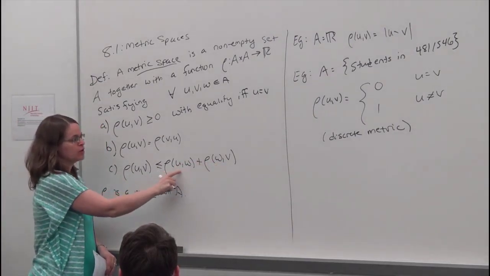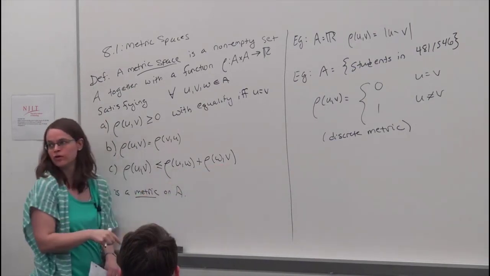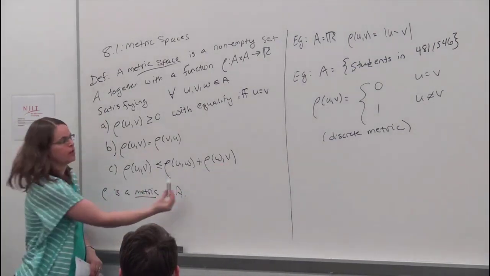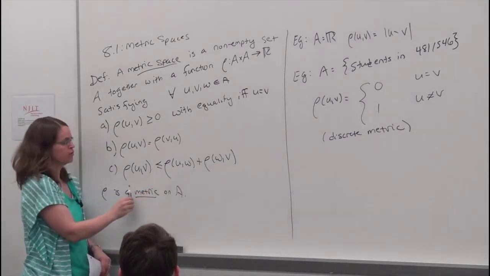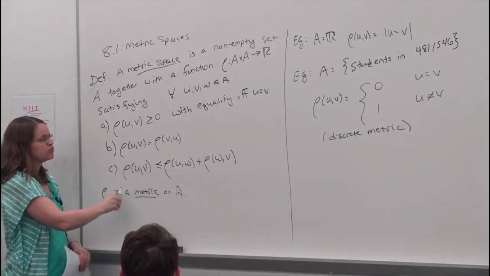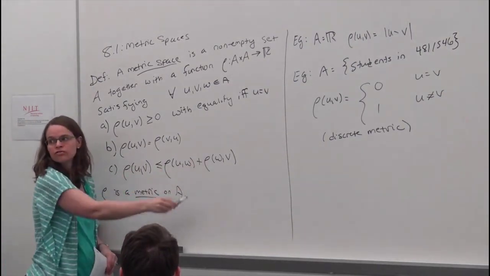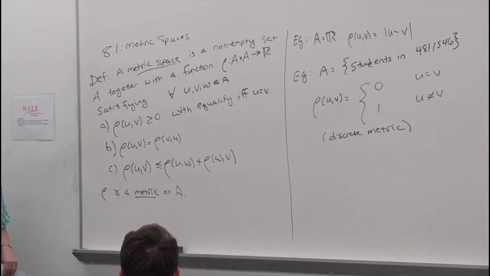That means either U and W are different, or W and V are different, or they're all 3 different. At least one of these terms is 1. So left-hand side is either 0 or 1. Right-hand side is going to be either 1 or 2. So we do have a triangle inequality. So this is still a metric.